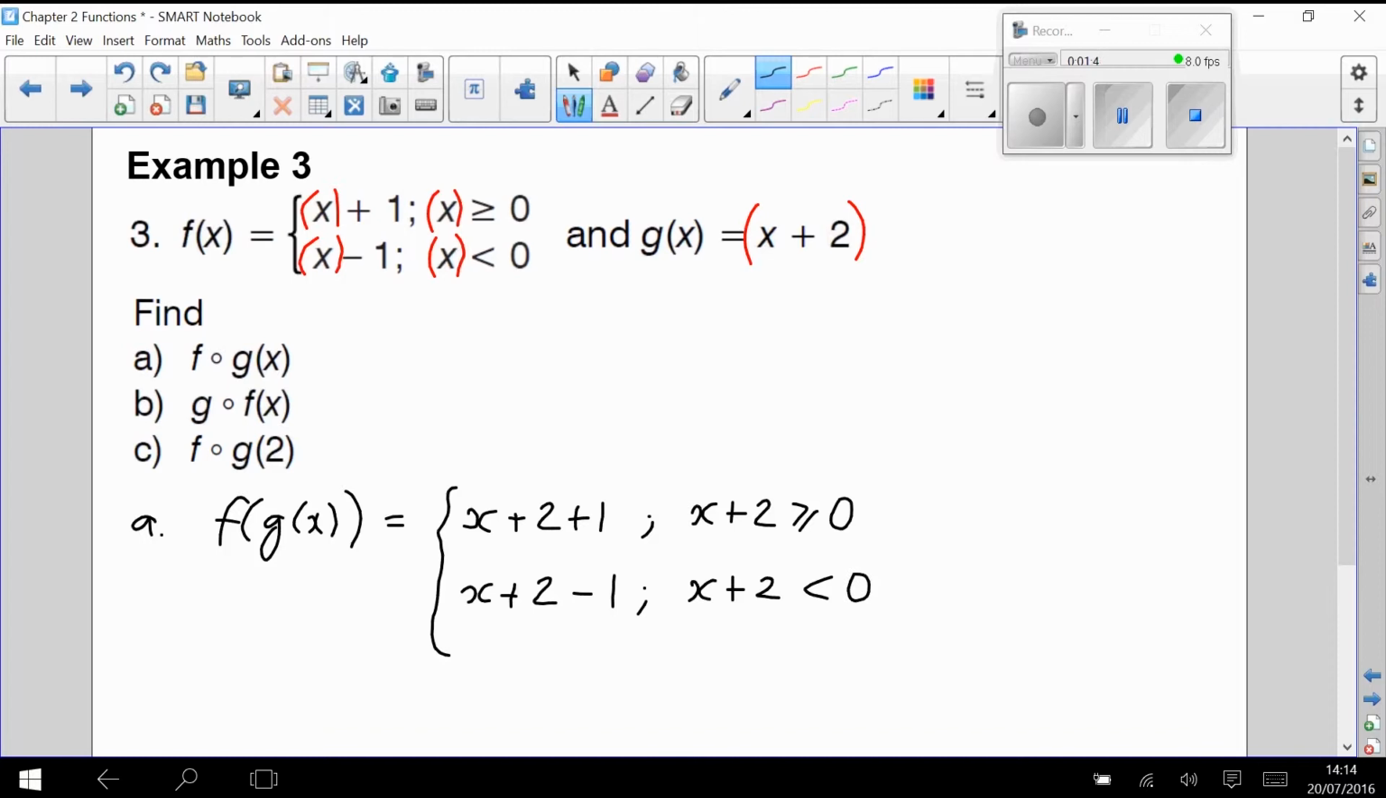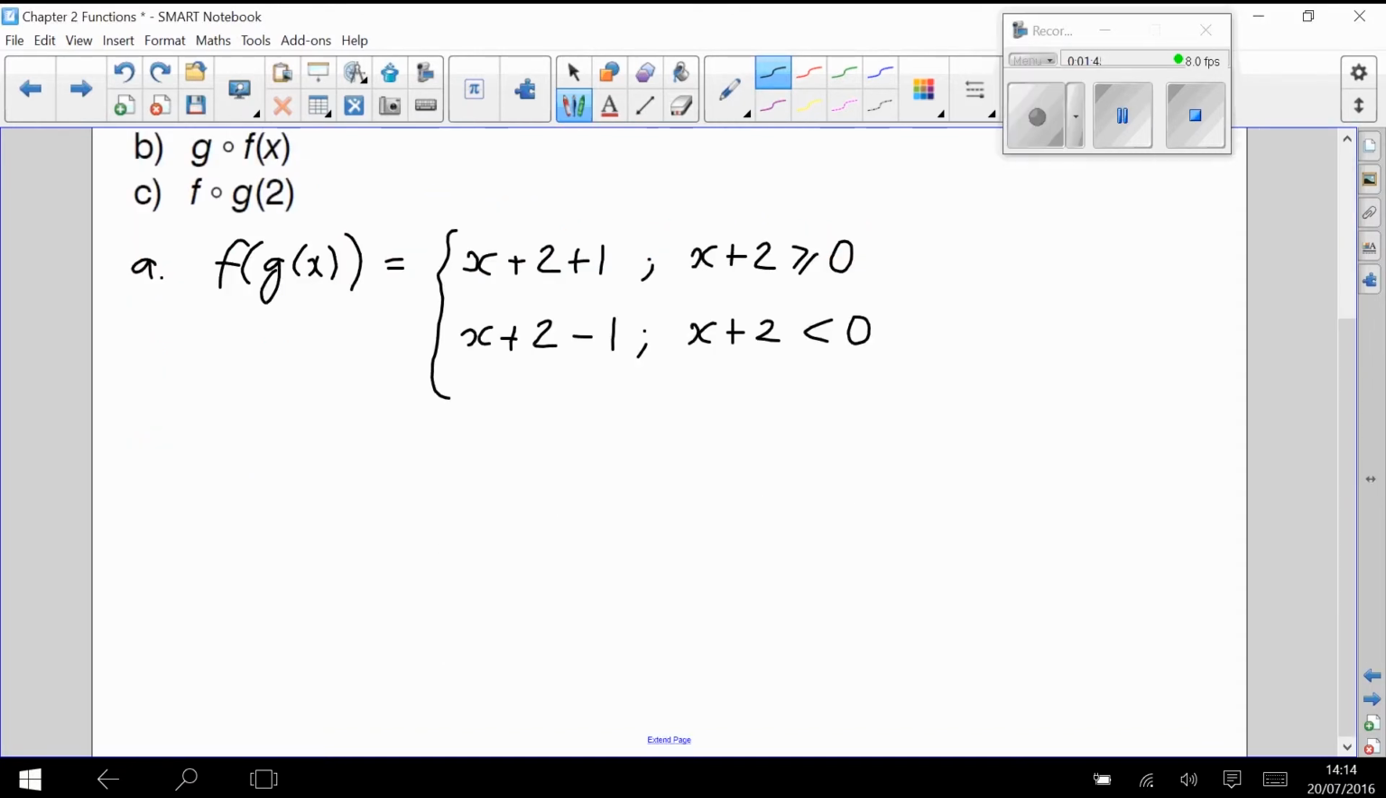All that remains now is for me to simplify my two expressions. And simplified, my f of g of x graph is going to be as follows. x plus 2 plus 1 is x plus 3 for all the x values greater than or equal to minus 2. And then for the second part, I get x plus 1 for all the x values that are smaller than minus 2.